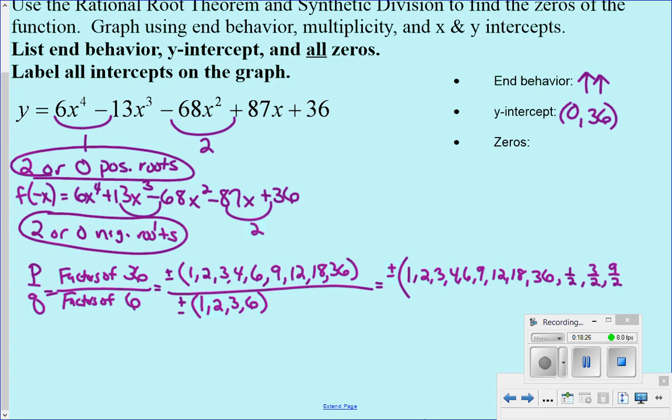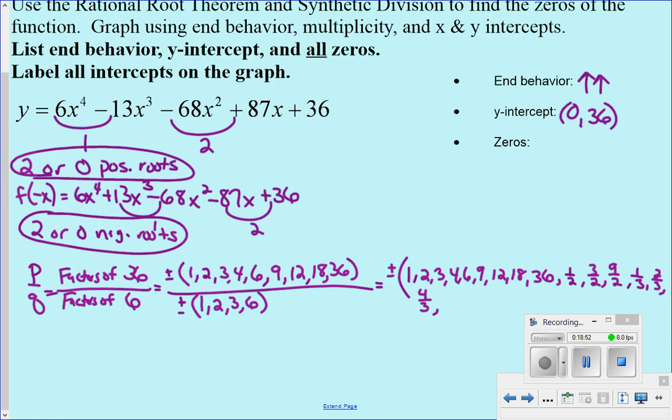So moving on to thirds. 1/3. 2/3. 3/3 is already on the list. 4/3. 6/3 already on the list. 9/3 already on the list. 12/3 already on the list. 18/3 already on the list, and 36/3 is already on the list.